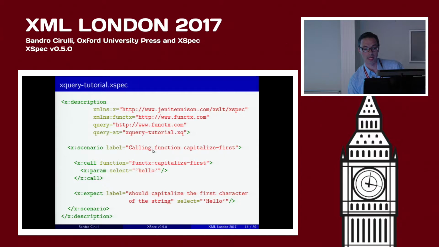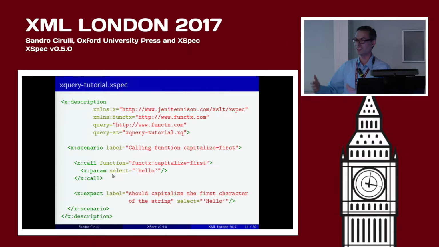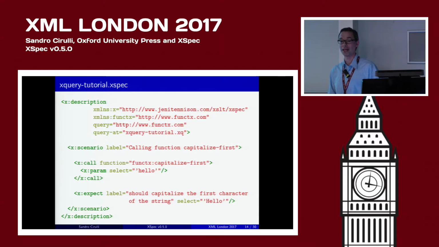As usual, you've got the label. Here we use the call element to call a function, and you can pass a parameter, in this case the string hello. And then in the expect block, you will see the result, with the first character capitalized. So this is just an example of how you can test XQuery with XSpec.